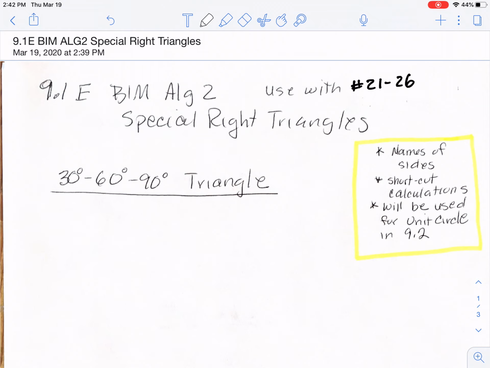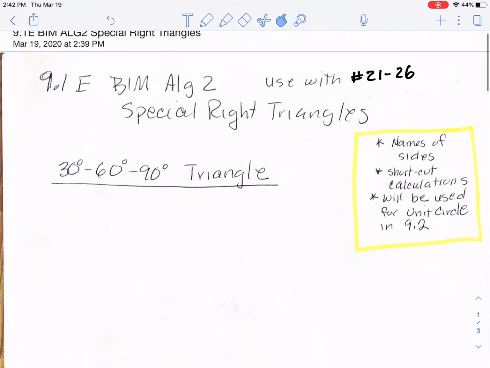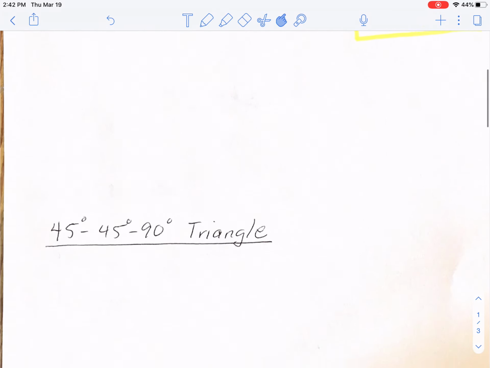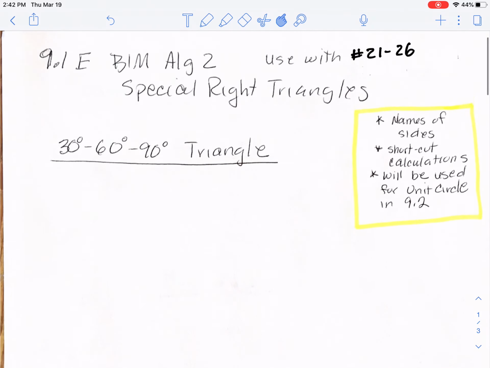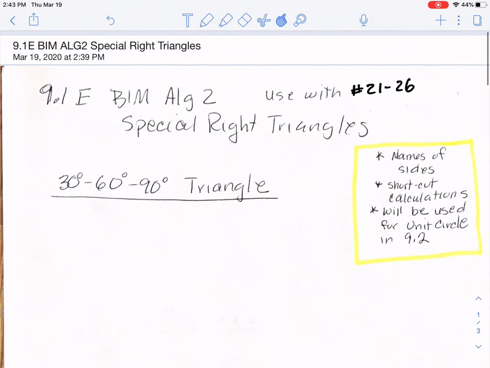Alright, let's talk special right triangles. Hopefully you did this last year in geometry, but just in case you forgot, I'll pretend you haven't done it, and we'll see what we can do here. So my special right triangles, there are two. There are the 30, 60, 90, and there are the 45, 45, 90 triangles. So let's start with our 30, 60, 90.